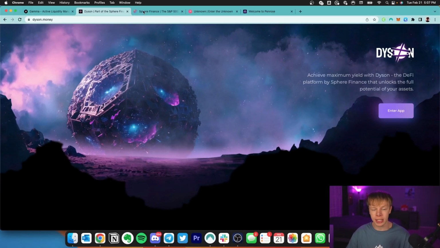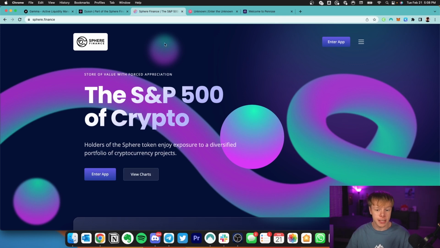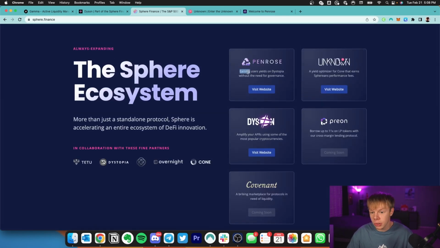The first project, Dyson, is a part of the Sphere Finance ecosystem, which considers themselves the S&P 500 of crypto because they're building different products for different use cases. Now, some of their products include Penrose, which allows you to earn boosted yields on Dystopia Exchange, also Unknown, which is the same exact thing as Penrose but on the Binance Smart Chain, and then of course Dyson Money.